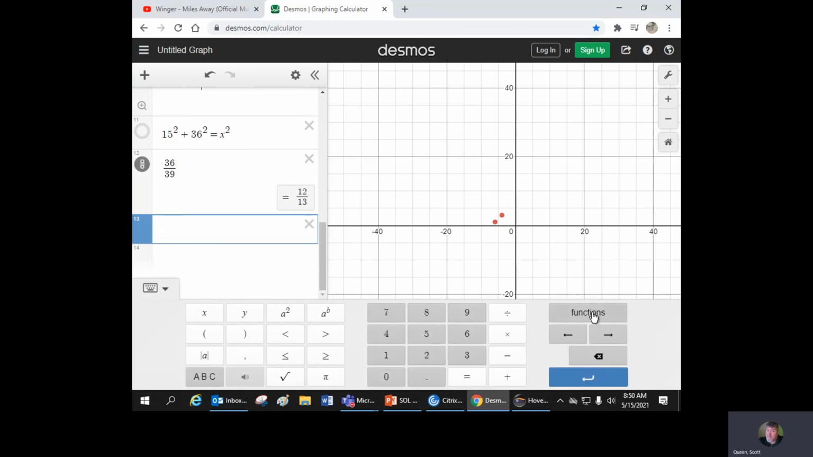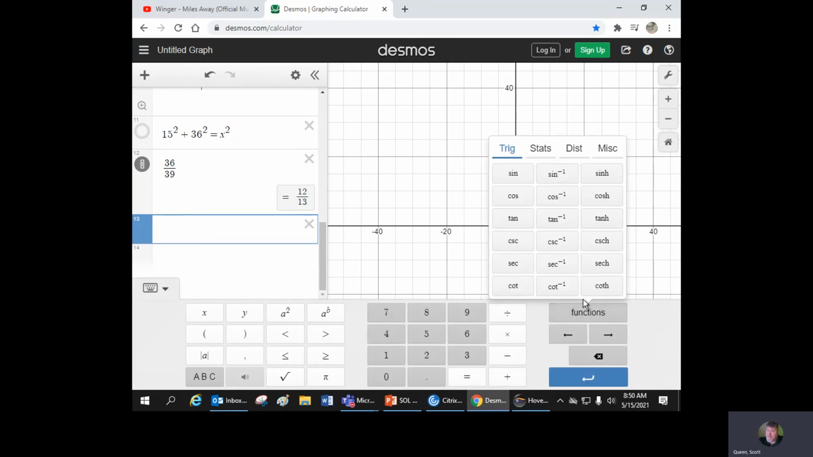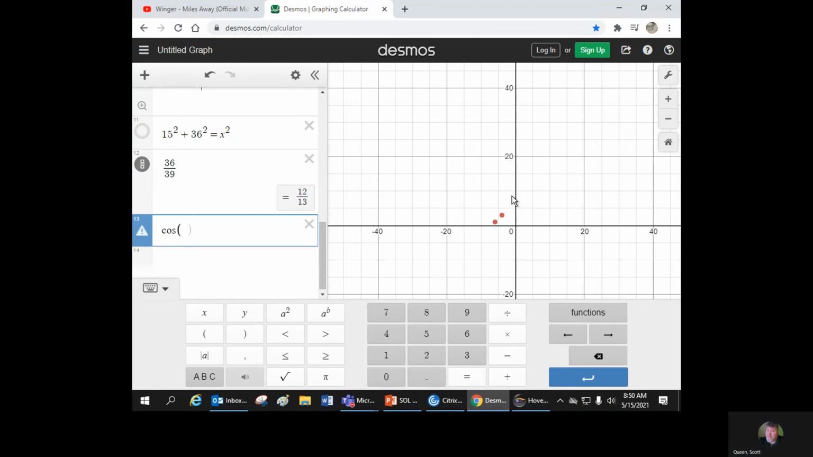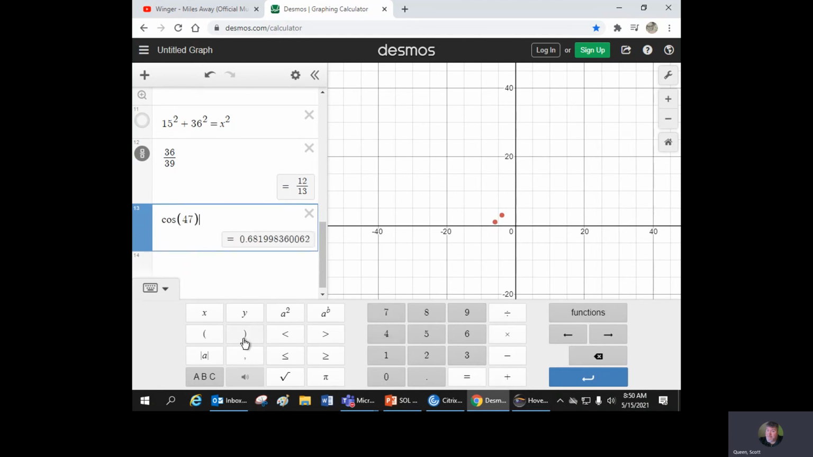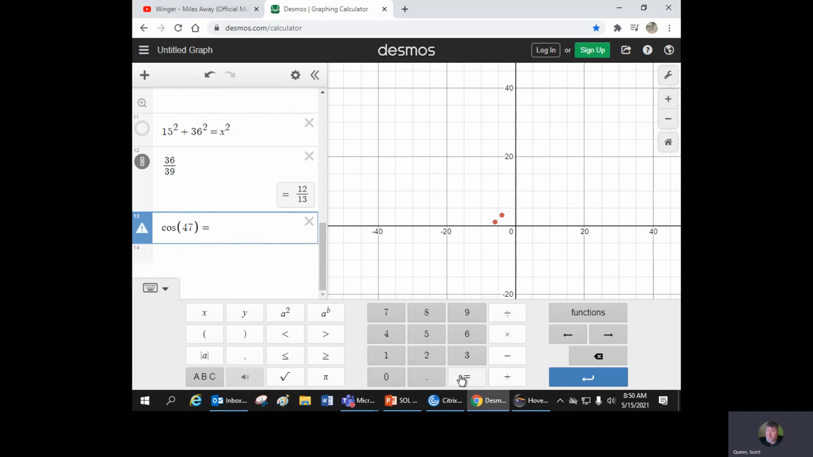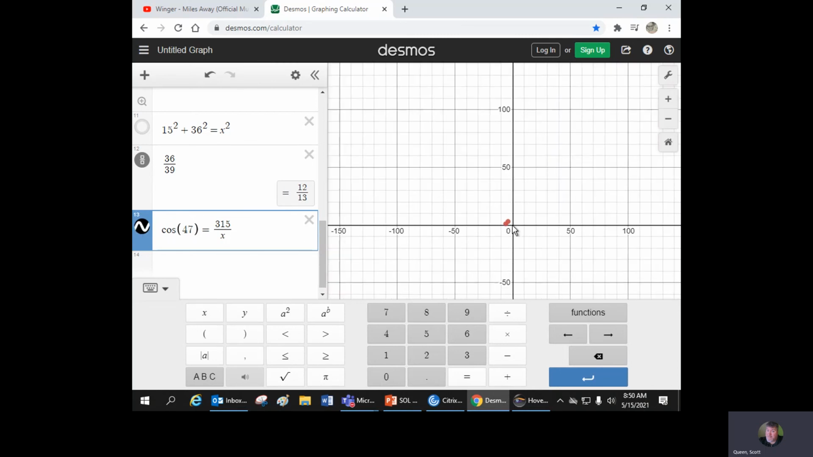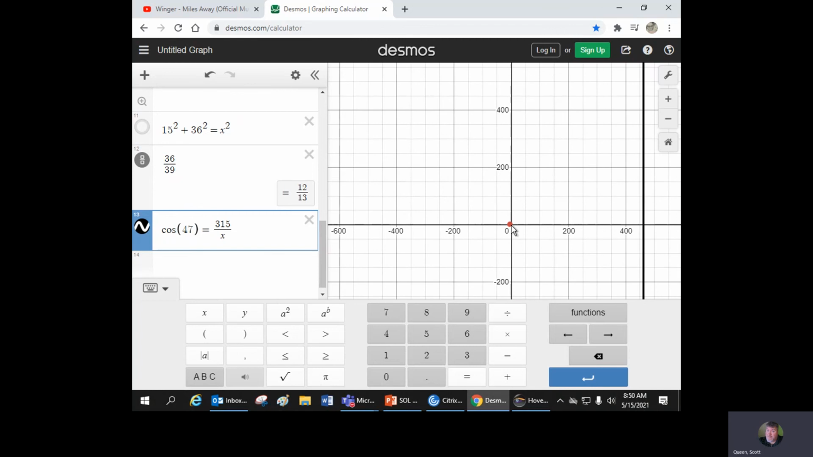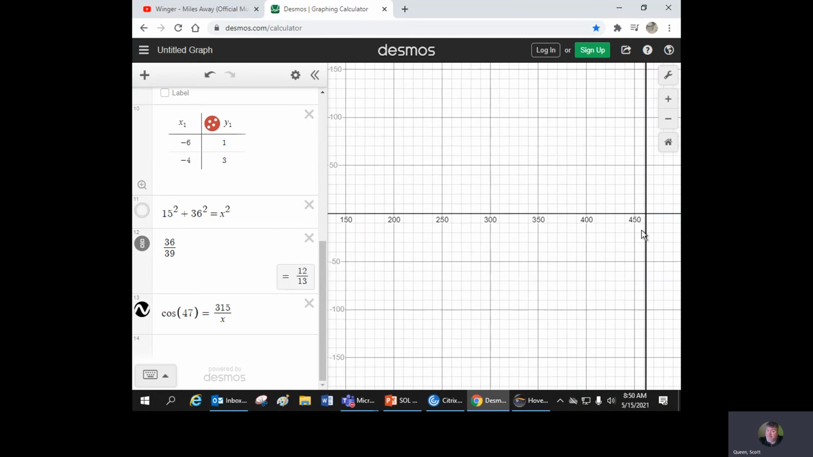So this time we get to use our functions. This was the cosine of 47 degrees. Notice it put our parentheses there for us. And that equals 315 divided by X. It drew us a line, so let's go find it. This one's going to be out there quite a bit. Let's see. I can't even click on this one.